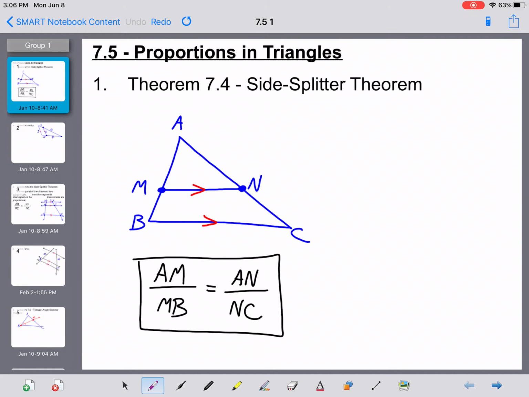Okay, Geometry, Chapter 7, Section 5. This is actually the last section that we're going to be doing here in Chapter 7. So as we're getting ready for our Chapter 7 test, hopefully we see how this ties together a lot of the things that we've been talking about earlier in this chapter.